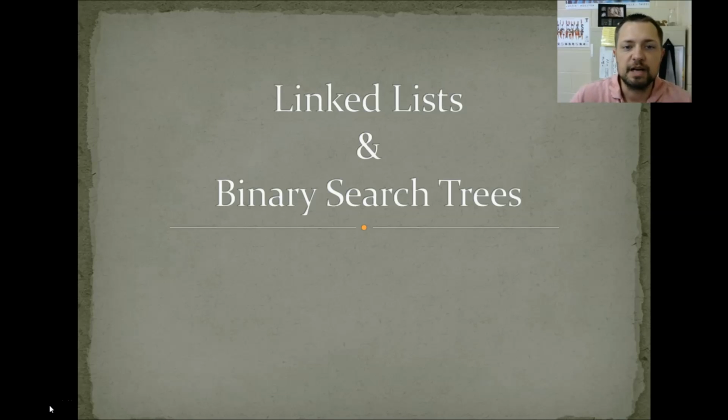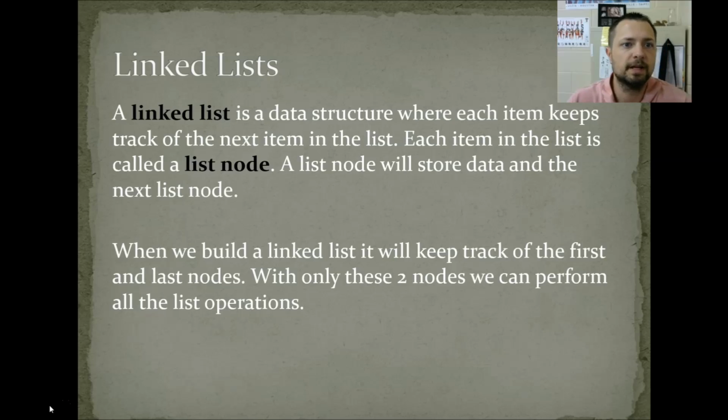Howdy. This chapter is going to be over linked lists and binary search trees. Linked lists. A linked list is a data structure where each item keeps track of the next item in the list. Each item in the list is called a list node. A node will store data and the next list node.